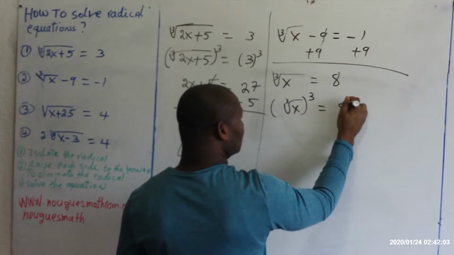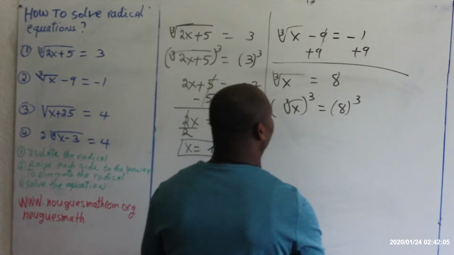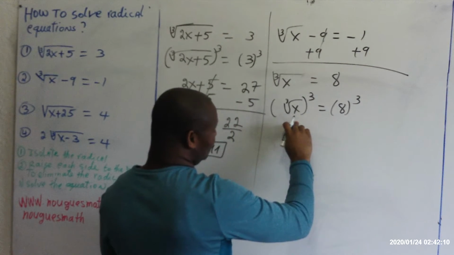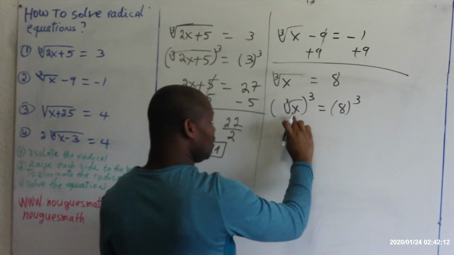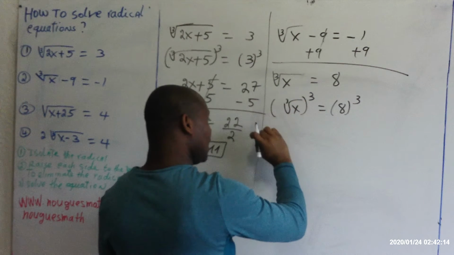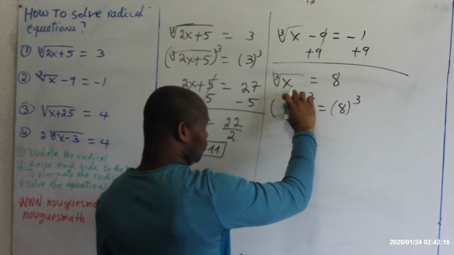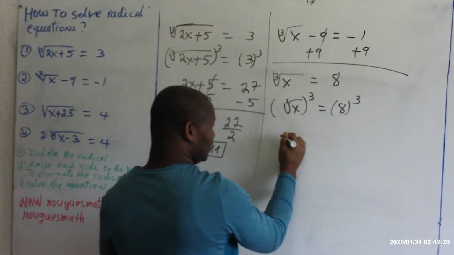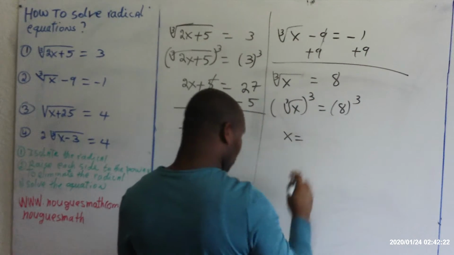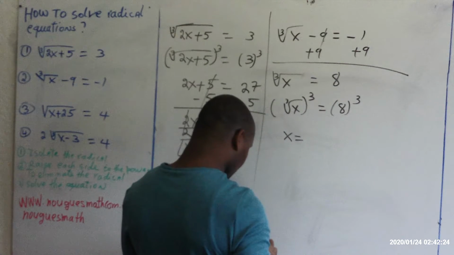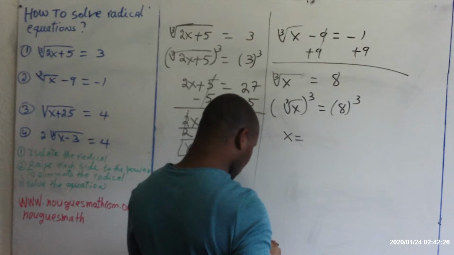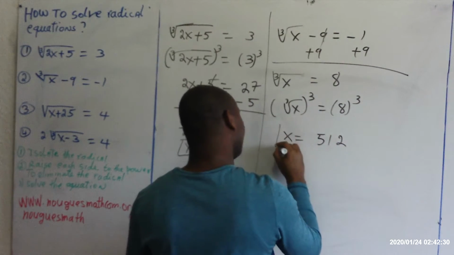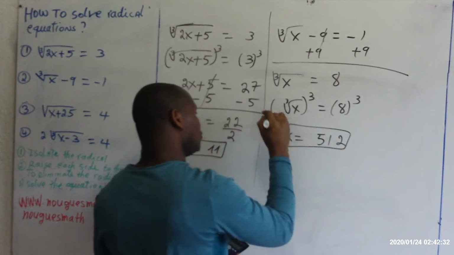That's 8^3. Okay, so this one, why do I raise them to the power 3? Because I need to get rid of the radical sign. To get rid of this radical sign, I can just take x. X equals 8 power 3. That's going to be 512. Okay, 512 is your answer.